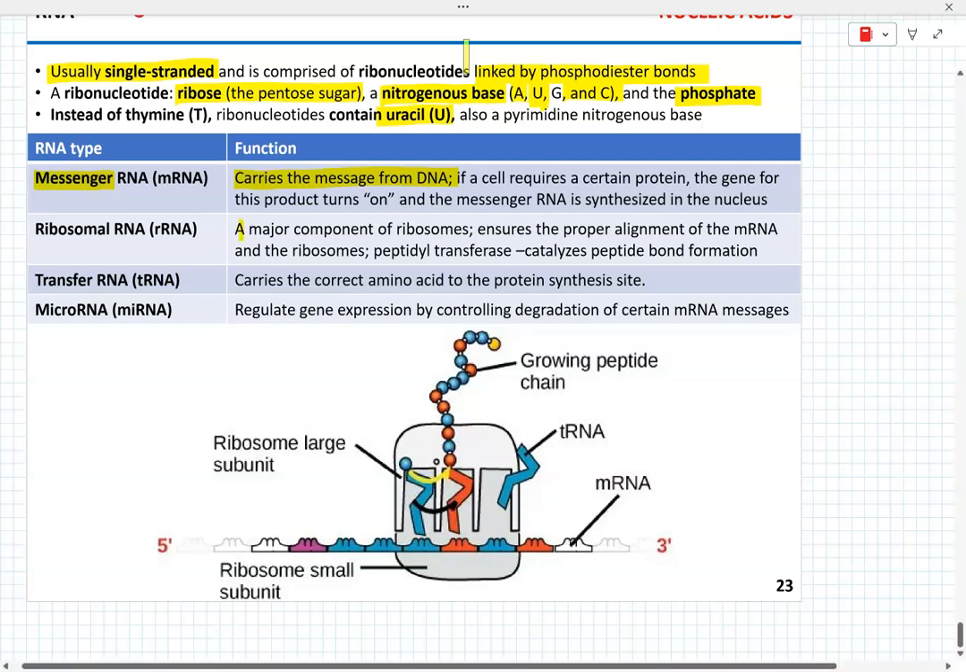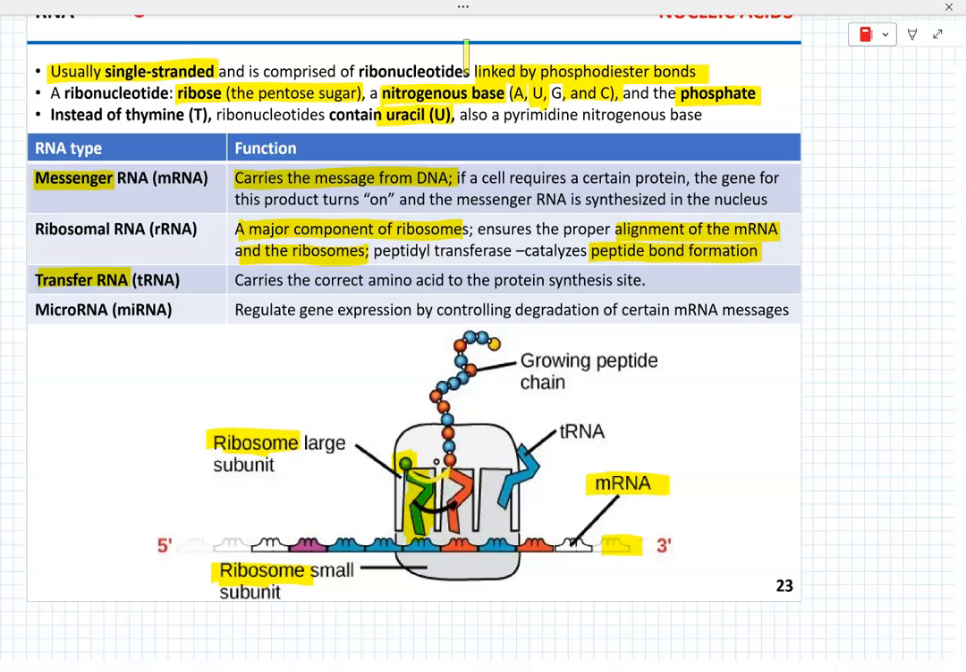Ribosomal RNA represents the major catalytic component of ribosomes. It plays a critical role in aligning mRNA and ribosomes properly and in formation of the peptide bond during the protein synthesis. In this illustration, you can see mRNA on the bottom and ribosomal RNA somewhere in the ribosome. Transfer RNA or tRNA carries the amino acid. Here's the amino acid. This is tRNA. It carries the amino acid to the site of the protein synthesis.